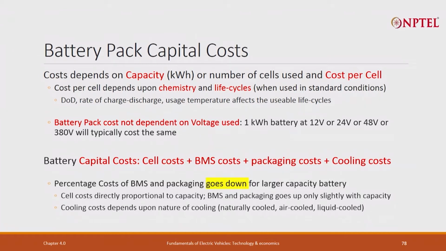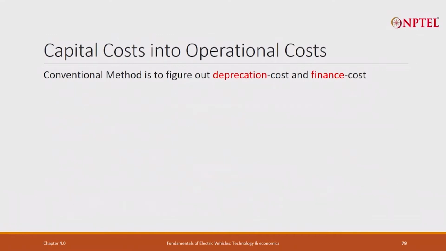Of course, one important thing is that the percentage of cost of BMS, packaging and all other things, including cooling, will go down if you have a larger capacity battery, because that is pretty much a similar cost. If you have a small size battery, it gets heavily loaded. If it's a larger size battery, it gets loaded less. Cell costs are dependent directly on the capacity. So if you have higher capacity, that is the dominant cost that determines the cost of the battery. Of course, as I pointed out, cooling costs also need to be taken into account.